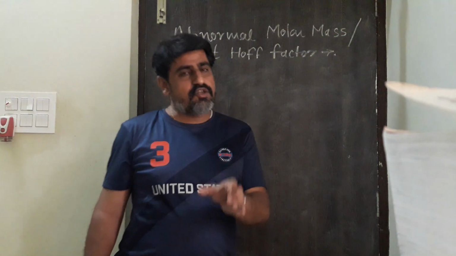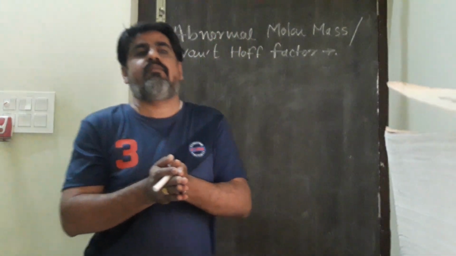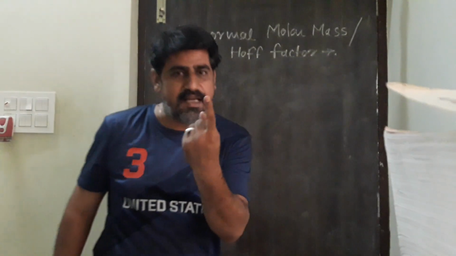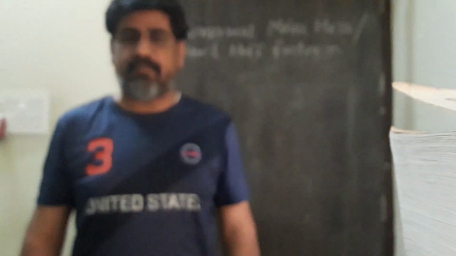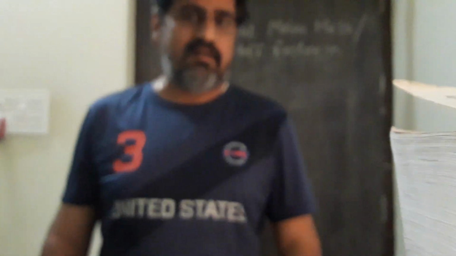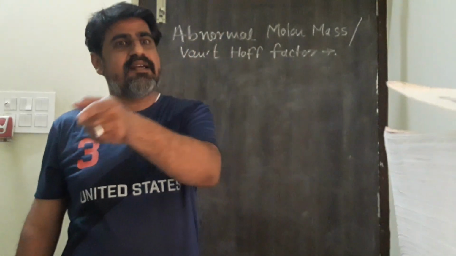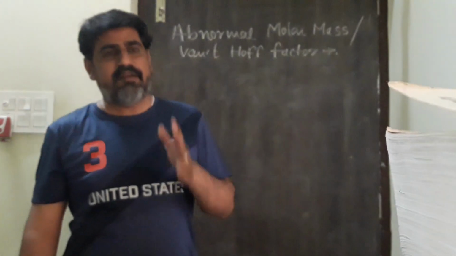Hence, the number of solute particles becomes less. Why? It is due to the association of two ethanoic acid molecules, which form a single one, termed a dimer. Hence, it reduces the calculated colligative property. Since colligative property is inversely proportional to molar mass, molar mass gets increased. Are you getting my words?